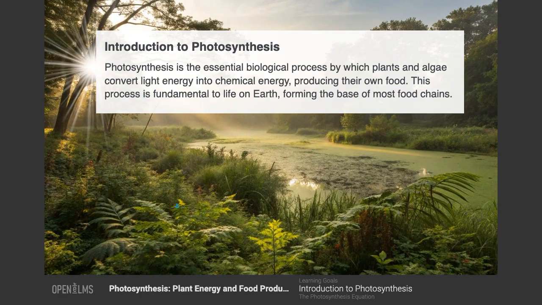Introduction to photosynthesis. Photosynthesis is the essential biological process by which plants and algae convert light energy into chemical energy, producing their own food. This process is fundamental to life on Earth, forming the base of most food chains.